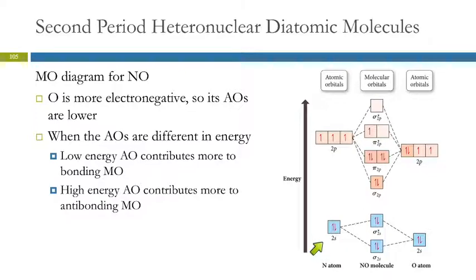Nitrogen has 5 valence electrons. Oxygen has 6, so it's a total of 11. We get 2, 4, 6, 8, 10, and the 11th one goes in here. So we would predict that this is a paramagnetic substance. And what's its bond order?